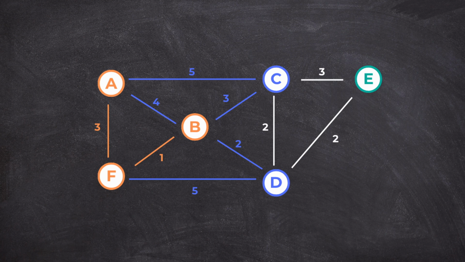The next smallest edge is from B to D with weight 2. Notice there are two edges with the same weight of 2. You can choose either one. I'll pick the edge to D, then C. Finally, we pick the edge from D to E, completing our minimum spanning tree.